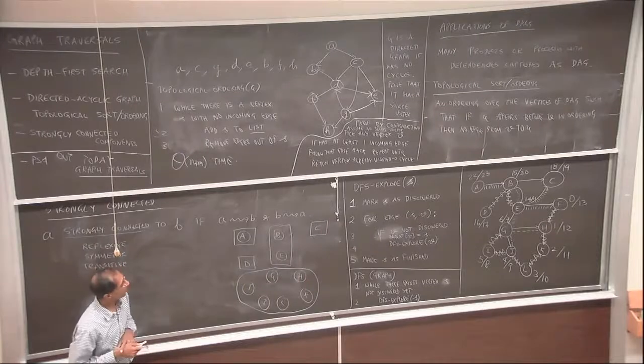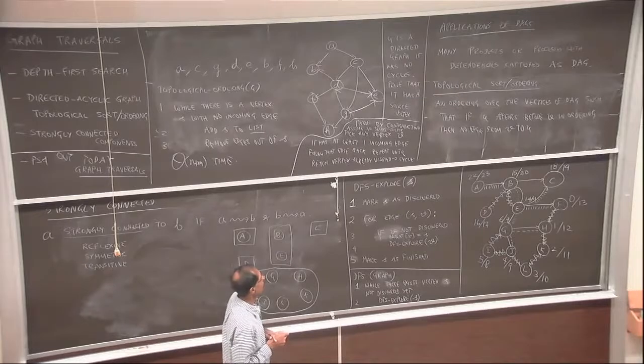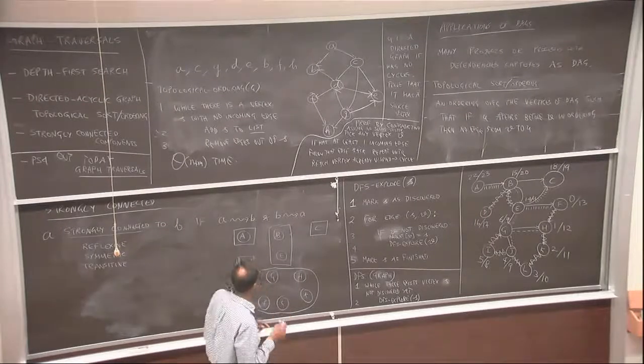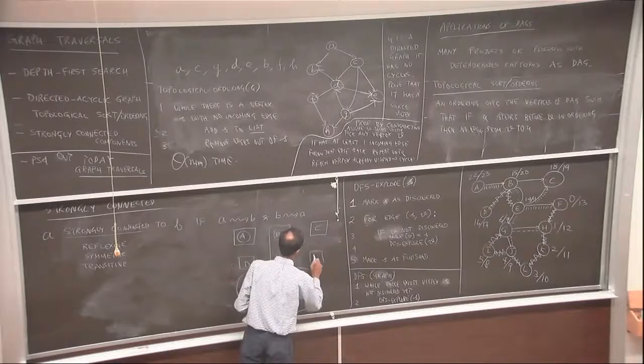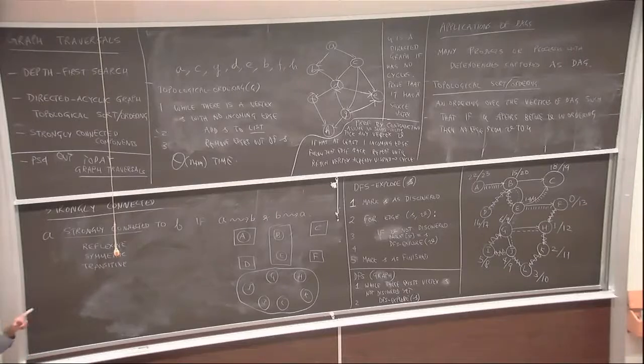Okay? What about F? F is by itself. The reason is because none of G, H, I, J, K, L can reach F, and F cannot reach E. These are the strongly connected components of the graph. People say this. It completely satisfies this definition.